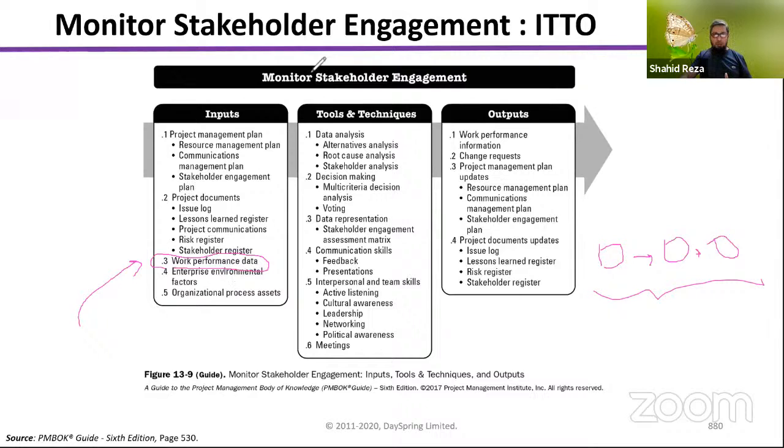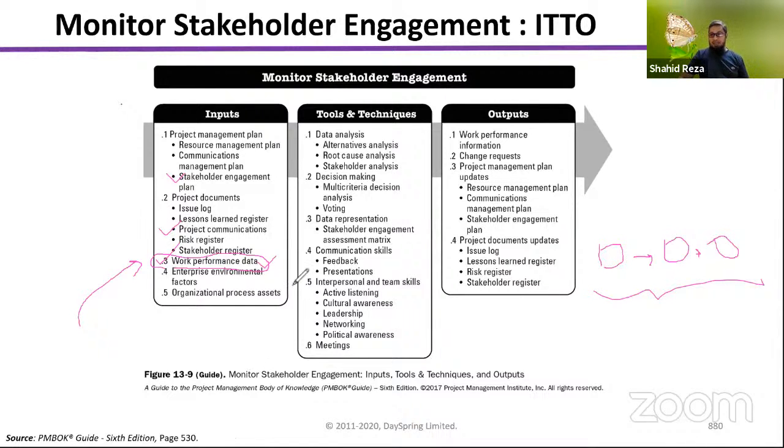All right. In every monitor and control process, you will see this work performance data, because that data will give you the information about what is happening in the real field. So considering that data, comparing to what? Stakeholder engagement plan, stakeholder register, communications. Comparing that, you can find out the gap where improvement is required, right? So this is one of the main inputs here. So stakeholder engagement plan, stakeholder register, work performance data, and project communications, these four are the major inputs of this process.